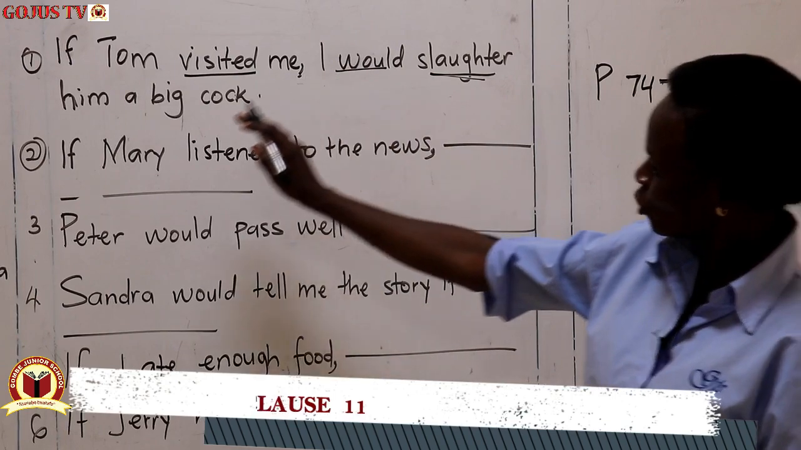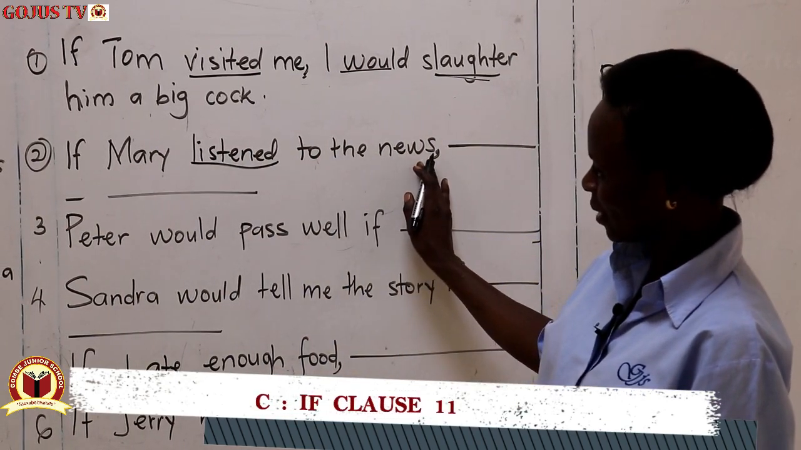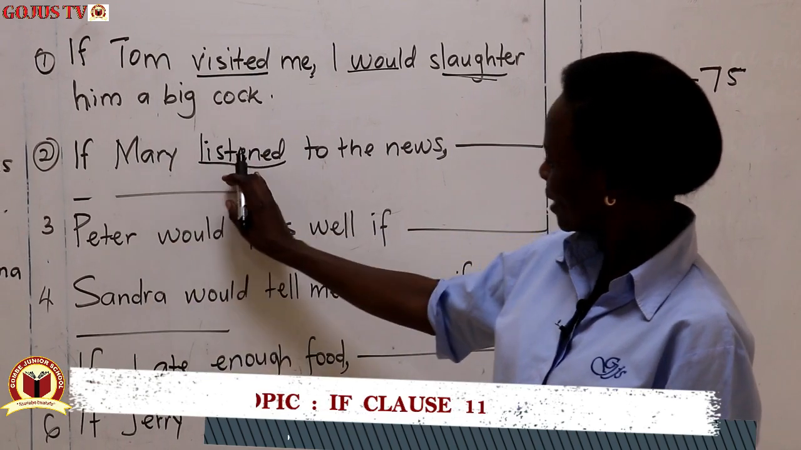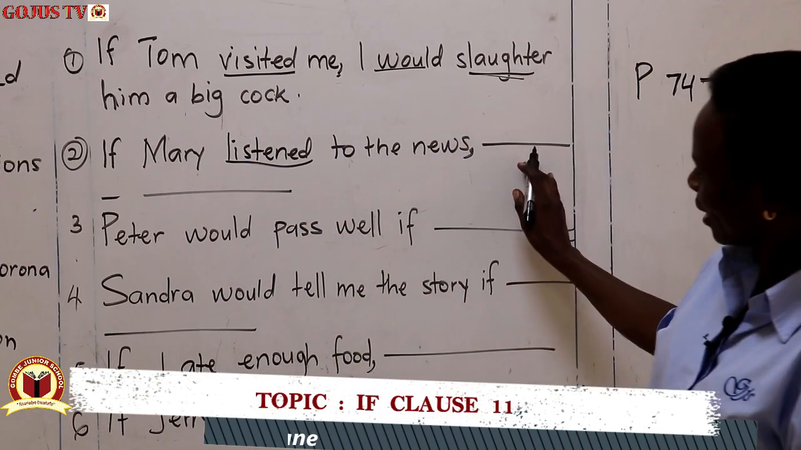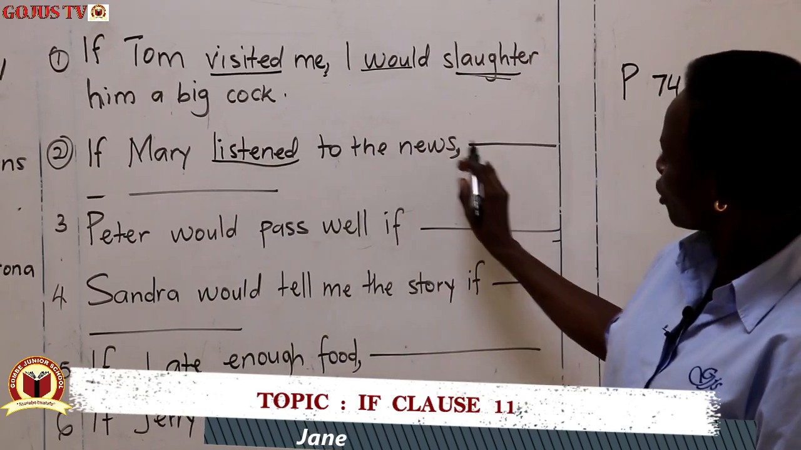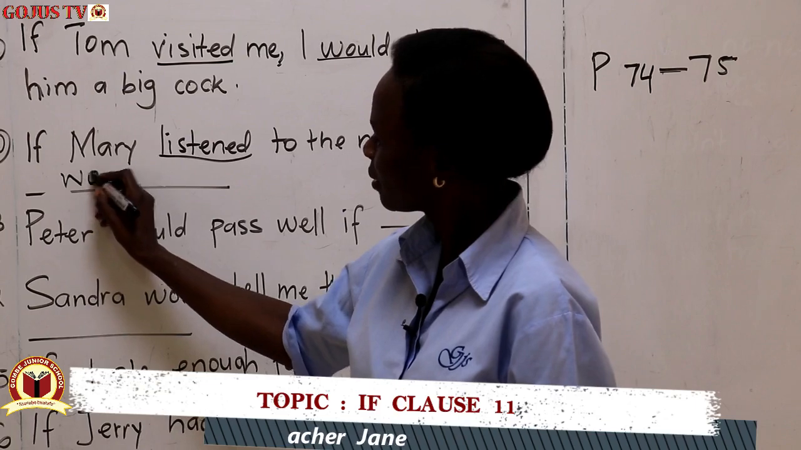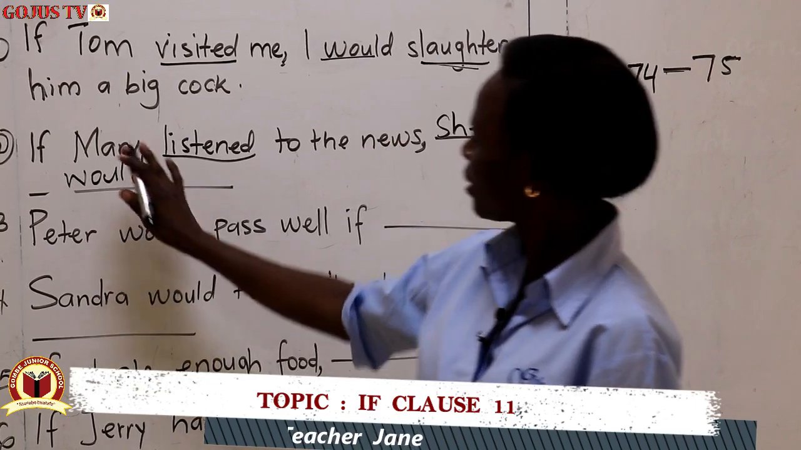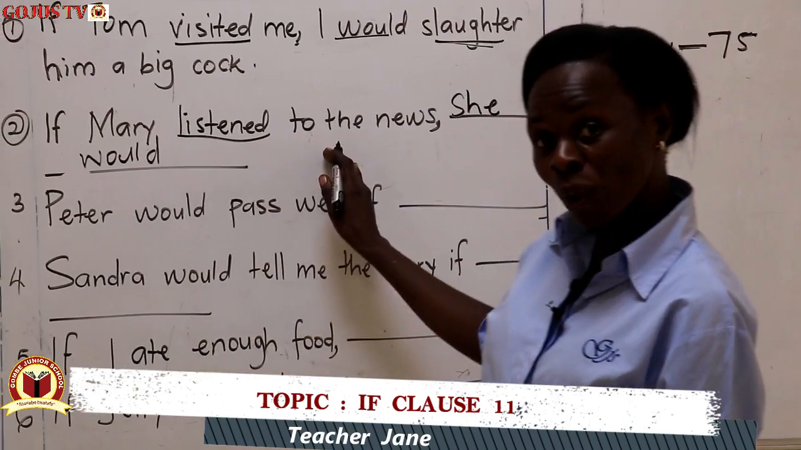Look at part 2. If Mary listened to the news, this is past simple tense. You can complete with me. If Mary listened to the news, she would, an infinitive form of the verb. If Mary listened to the news, she would know what to do.